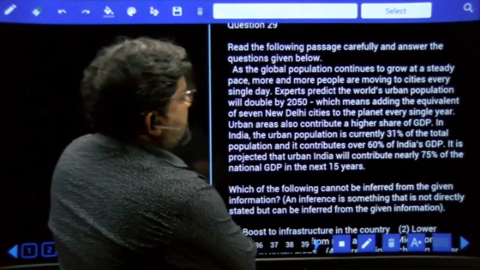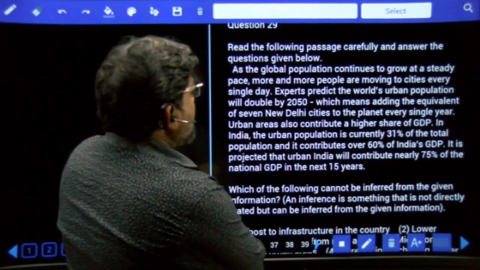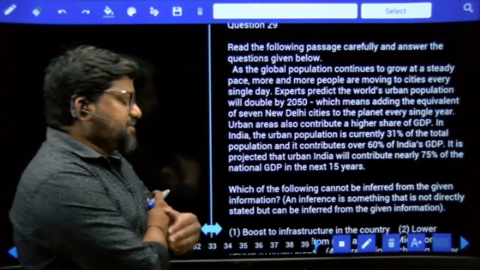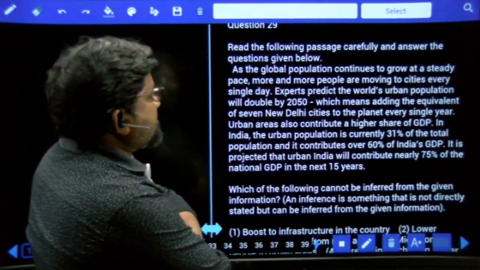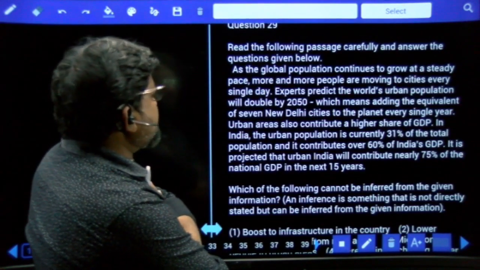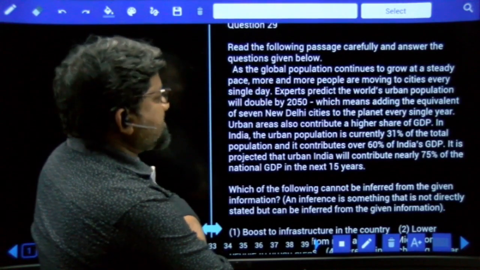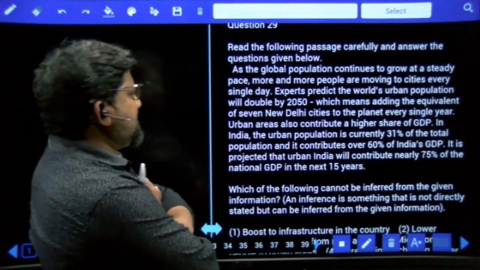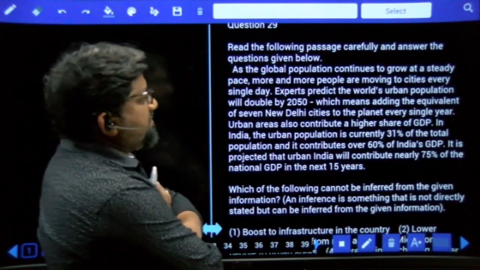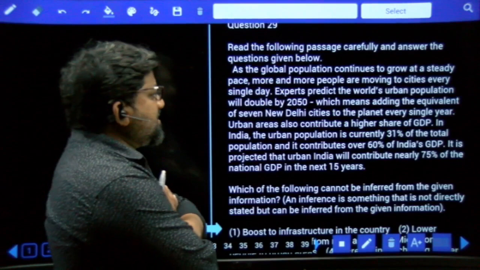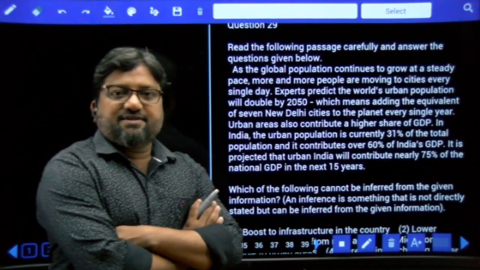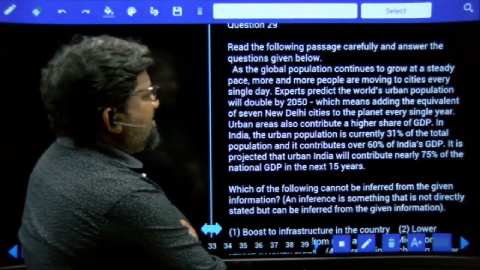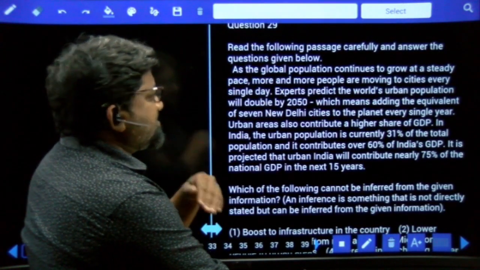As the global population continues to grow at a steady pace, more and more people are moving to the cities every single day. Experts predict that the world's urban population will double by 2050, which means adding the equivalent of 7 new Delhi cities to the planet every single year. If the same thing continues, where people are migrating to cities, by 2050 the urban population will get doubled. So it clearly says that people are migrating to the cities at a fast pace.